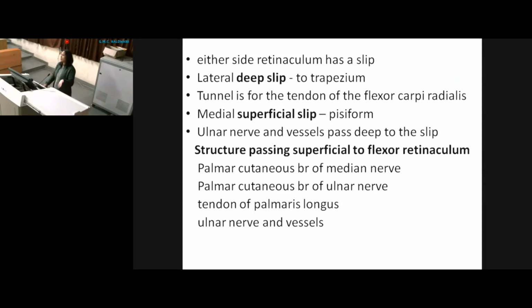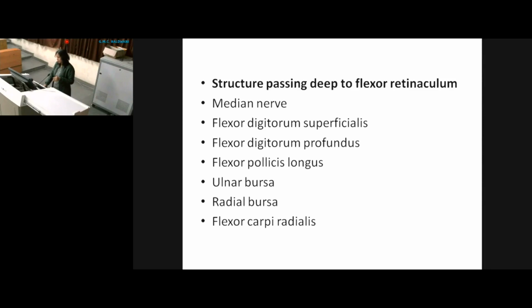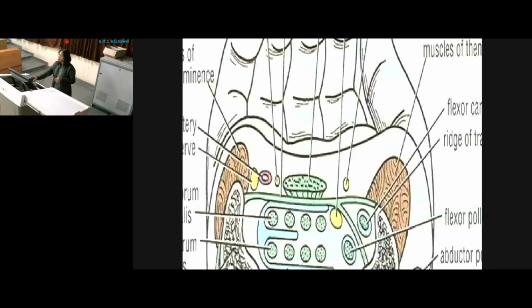And on the lateral and the medial side, it sends septa. On the lateral side, there is a deep septum, okay, which attaches to the trapezium, and through the tunnel of this deep septum passes the tendon of the flexor carpi radialis. And on the medial side, a superficial septum forms, attached to the pisiform, through which pass the ulnar nerve and the vessels.